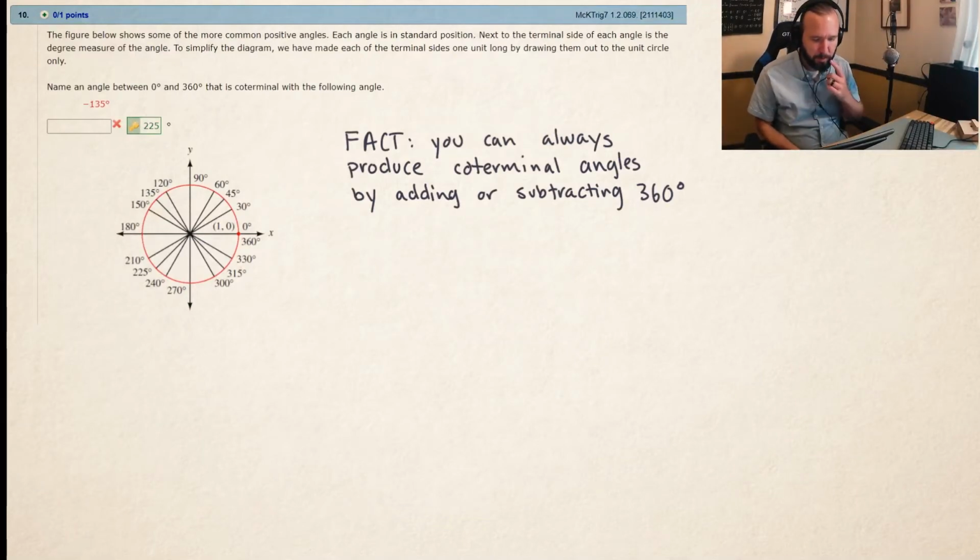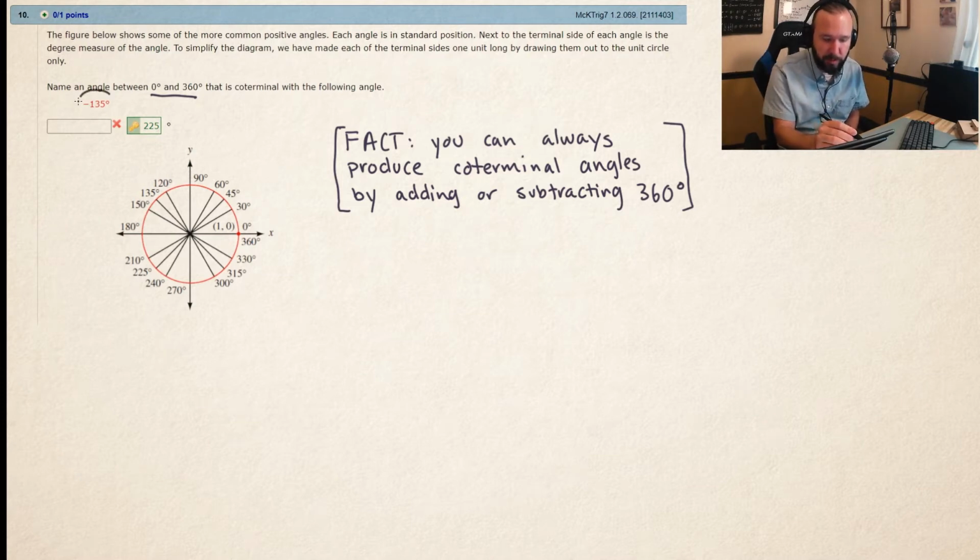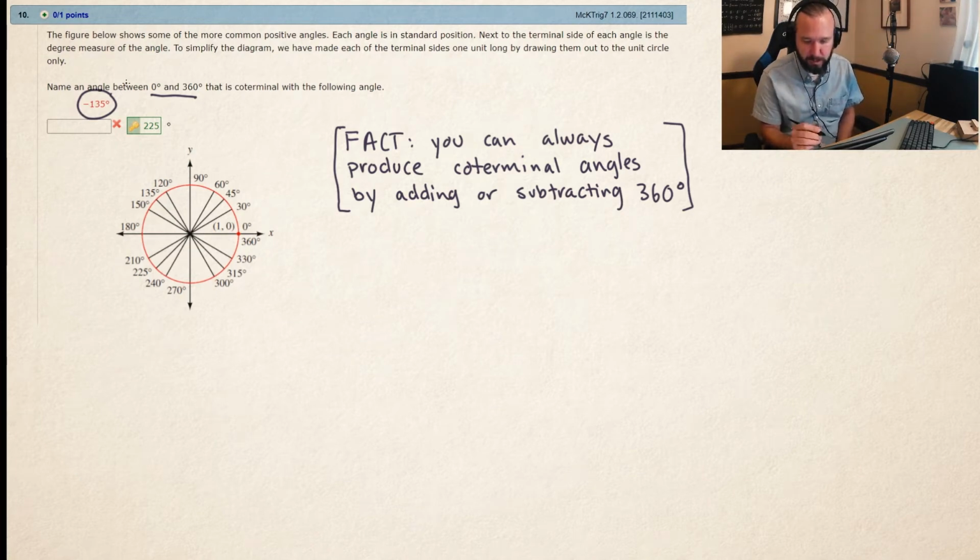Okay, I'm going to solve problem 10. This question is about coterminal angles, and I put this fact here that you can always produce coterminal angles by adding or subtracting 360 degrees, and you can keep doing that as many times as you want. So what they want me to do is produce an angle that's between 0 and 360, so that means in the first revolution around the circle, and they want it to be coterminal with negative 135 degrees.